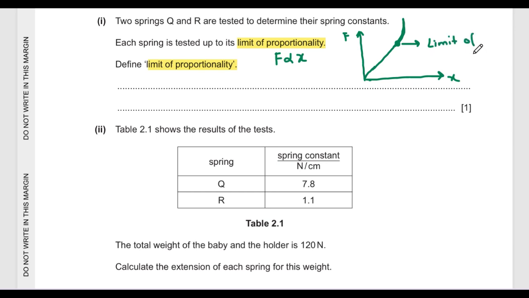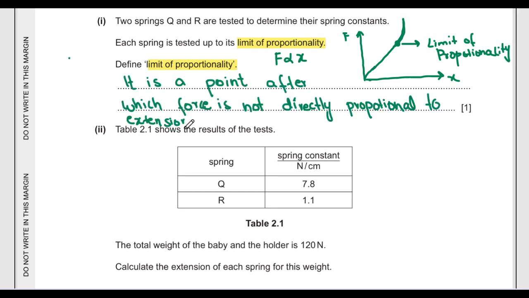Now what does it mean? What is the limit of proportionality? It is the point after which the direct relation of load and extension no longer holds, or you can say the spring has got damaged, the elastic behavior of the spring has been damaged, or whatever is the reason, there is no direct relation that is being fulfilled. So it is a point after which force is not directly proportional to the extension.